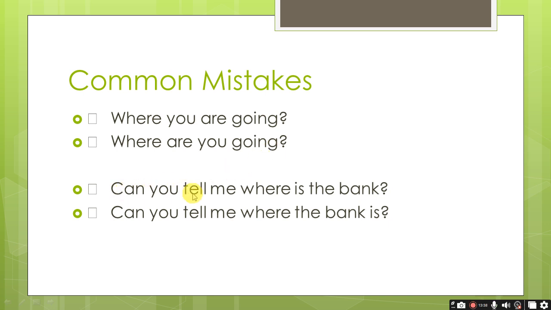Here we have, can you tell me where is the bank? This is not correct. The correct sentence here is, can you tell me where the bank is? No, can you tell me where is the bank? No. If you just say, where is the bank? That is correct. But can you tell me where the bank is?